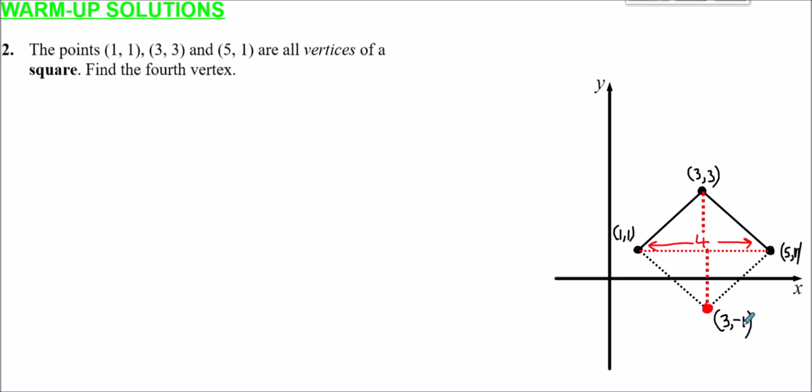Using the fact that the diagonal distance from one corner to the opposite corner is the same for each pair of opposite corners, from 1, 1 to 5, 1, that was a distance of 4. Using symmetry as well, the other corner which wasn't given to us will be halfway between 1 and 5, directly below this point, and 4 below this one will be 3 minus 1.